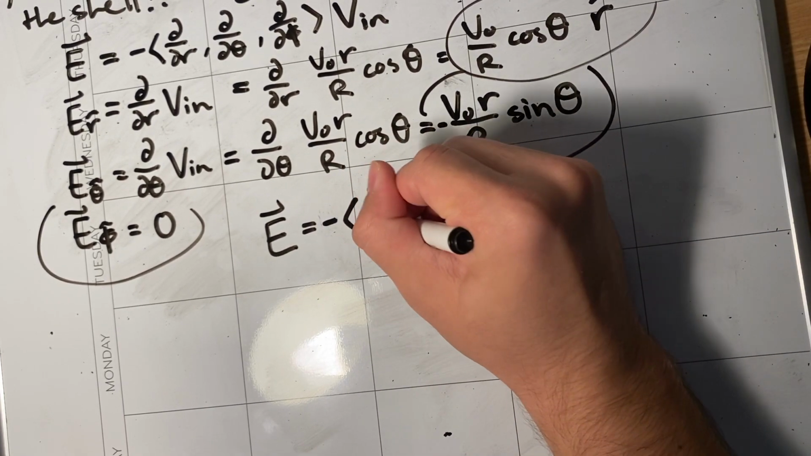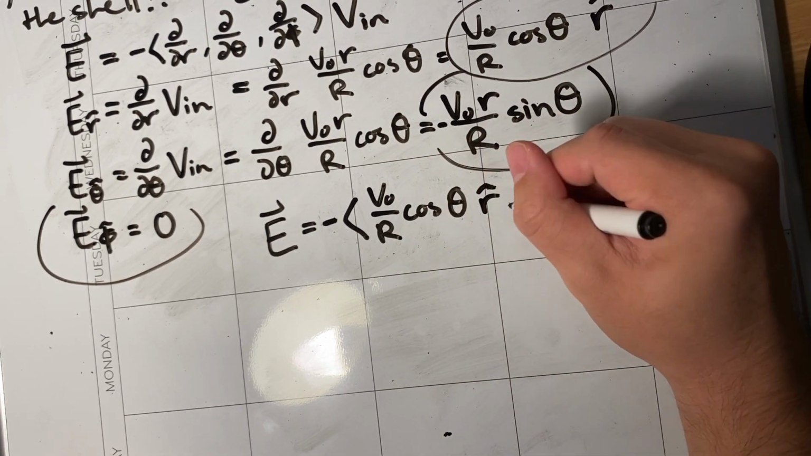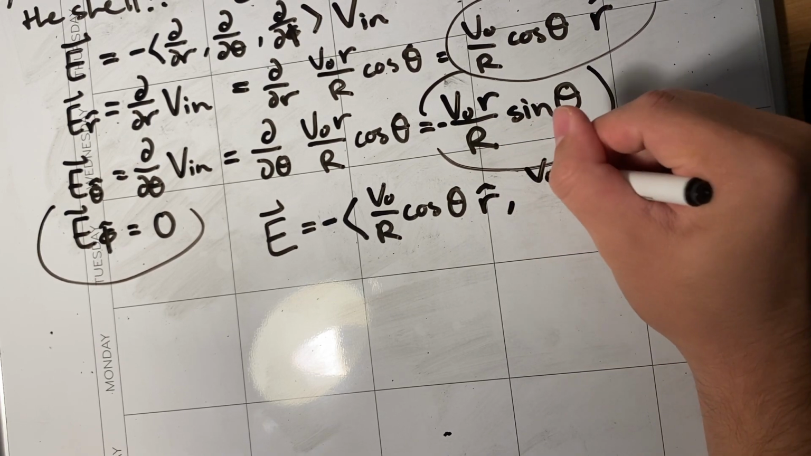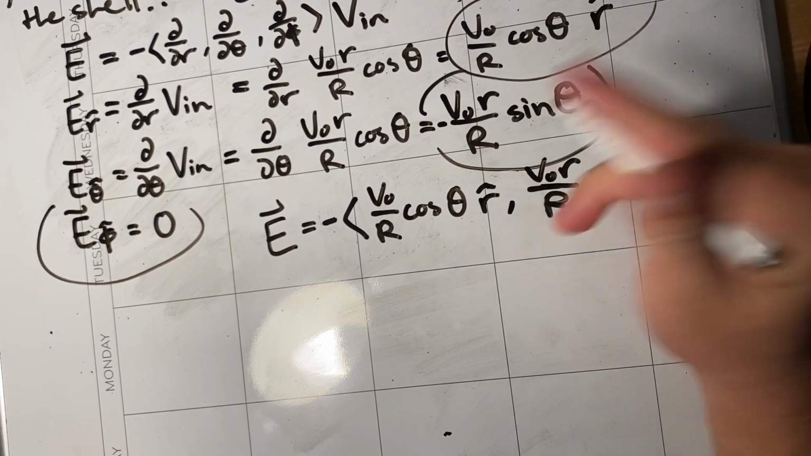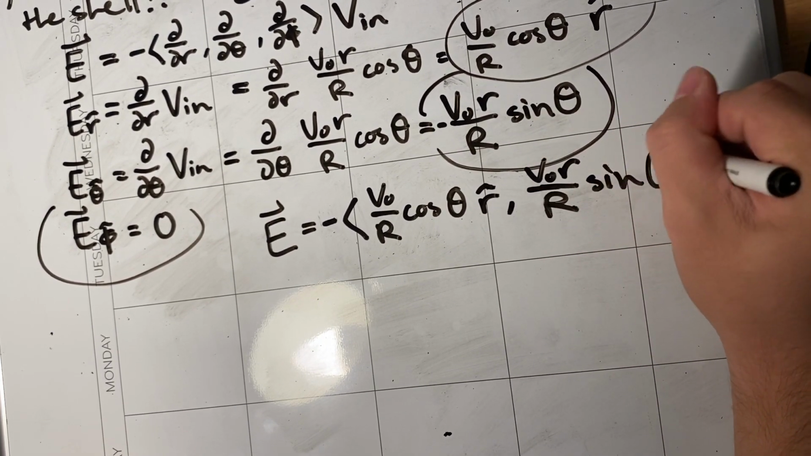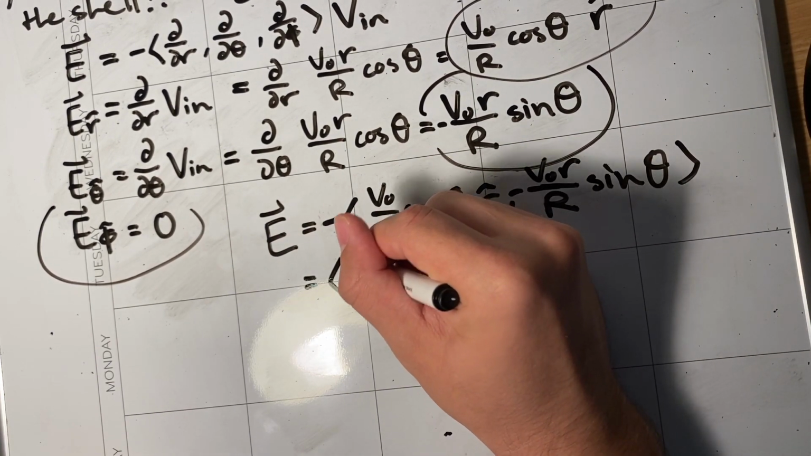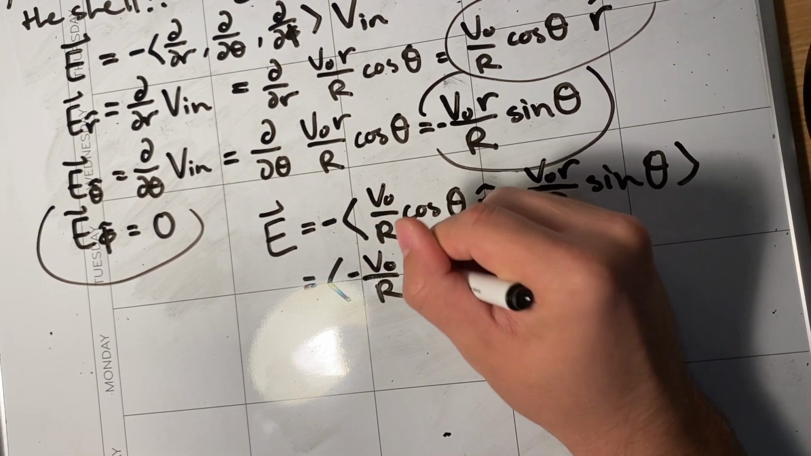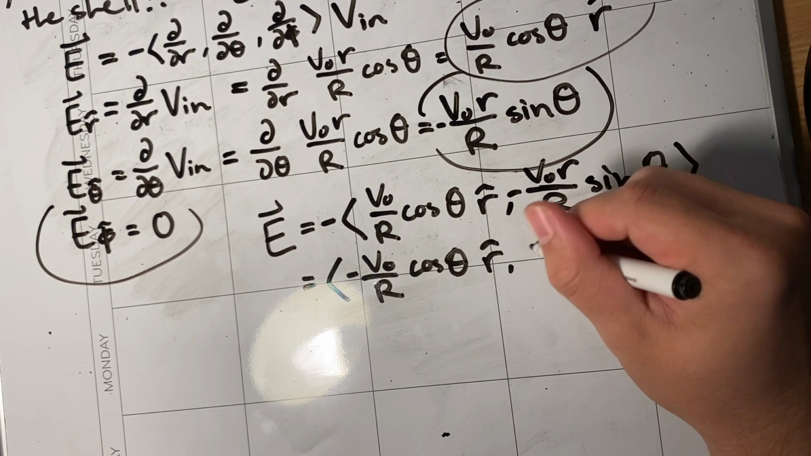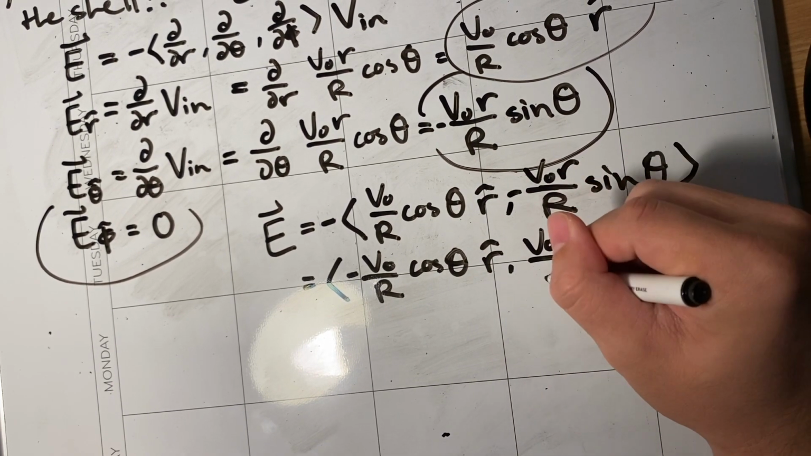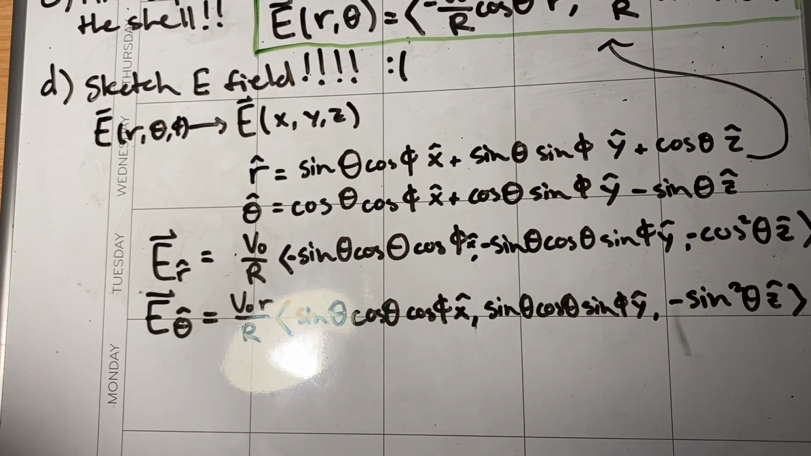There is no phi dependence, so we know that component is 0. So for our E field, we get negative V naught over R cosine theta in the r hat direction, and V naught times little r divided by big R sine theta, negative. Then distributing the negative, we get negative V naught over R cosine theta in the r hat direction, and positive V naught little r over big R sine theta in the theta hat direction.